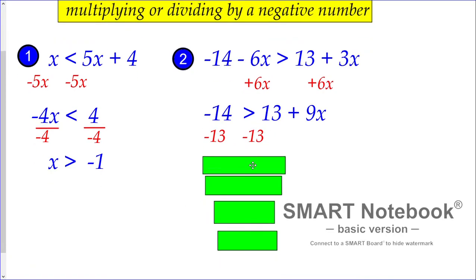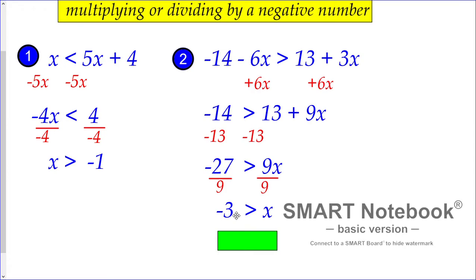Let's see what the result is. Minus 14 minus 13 is minus 27. Minus 27 is greater than 9x on the right. The 13 disappears. Lastly, we have to divide out the 9. Minus 27 divided by 9 is minus 3. So, x is actually less than minus 3. But we like to have the x on the left side. So let's just turn this around. And we'll have x is less than minus 3. And there you have it.